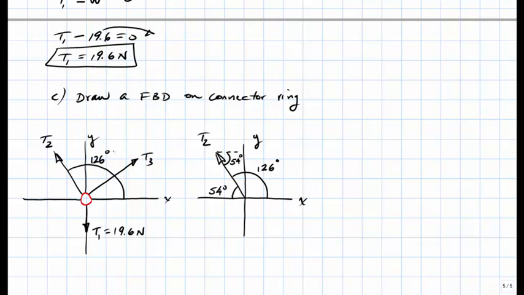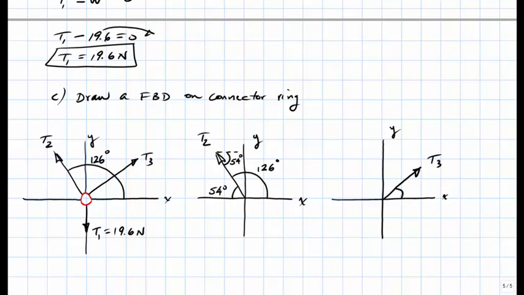So the angle related to T2 equals 126 degrees. Let's now consider the angle related to T3. There's our Cartesian coordinate system. T3, of course, is a vector that's headed toward the first quadrant. And we need to determine this angle with respect to positive X.